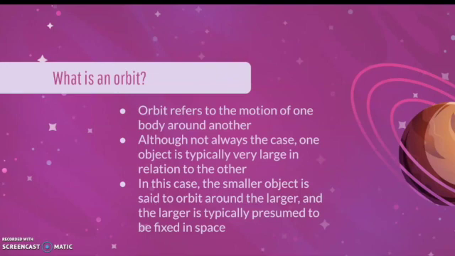So first, let's just do a little review. Let's start with what an orbit is. An orbit refers to the motion of one body around another. Although not always the case, one object is typically very large in relation to the other. In this case, the smaller object is said to orbit around the larger, and the larger is typically presumed to be fixed in space.